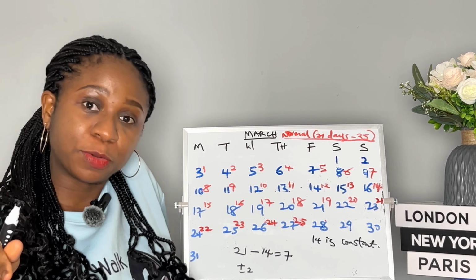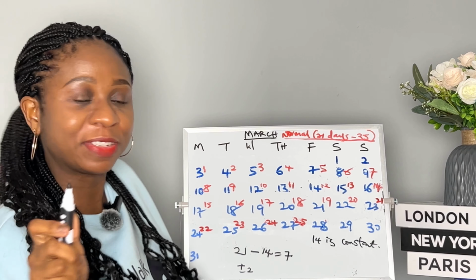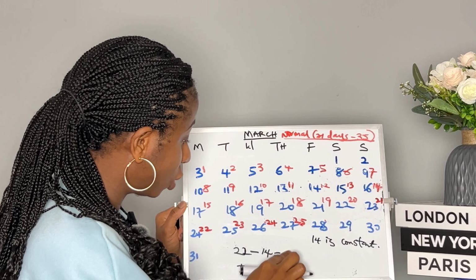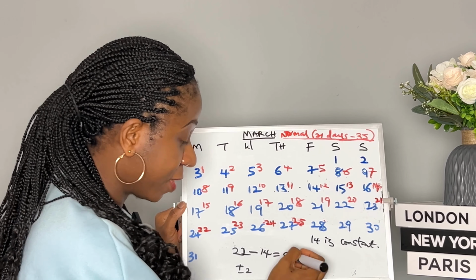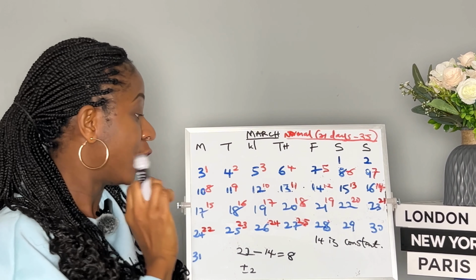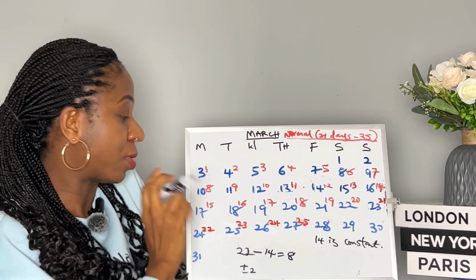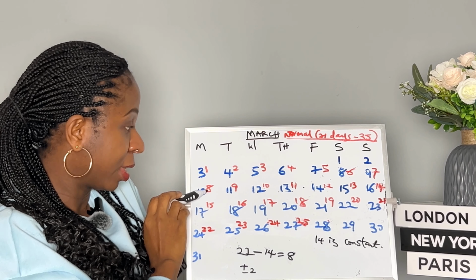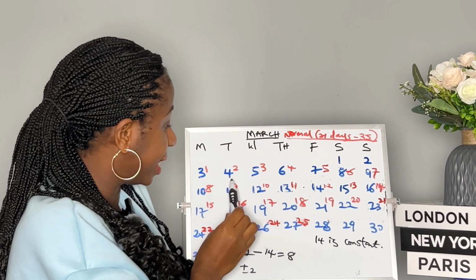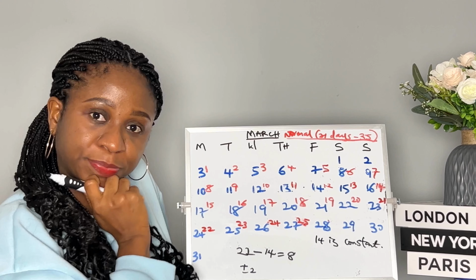So the next cycle length we would be doing is a 22-day cycle. So for a 22-day cycle, that's going to be 22 minus 14. That's going to give us 8. So since that gives us 8, she could ovulate on day 8 of her menstrual cycle. Plus or minus 2 still is going to be day 6, day 7, day 8, day 9, day 10.